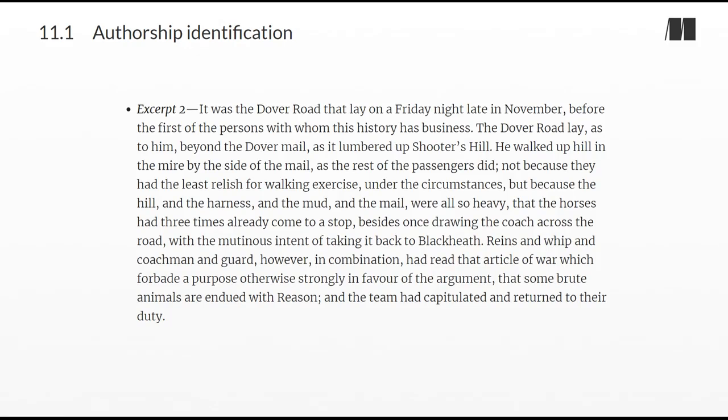Reins and whip and coachman and guard, however, in combination, had read that article of war which forbade a purpose otherwise strongly in favor of the argument, that some brute animals are endued with reason, and the team had capitulated and returned to their duty.